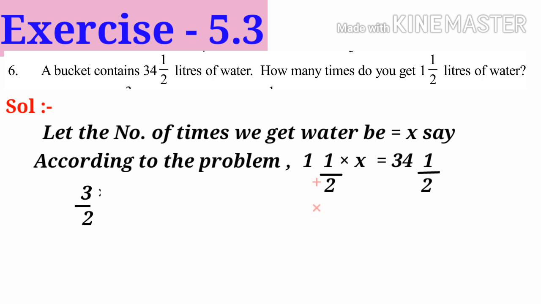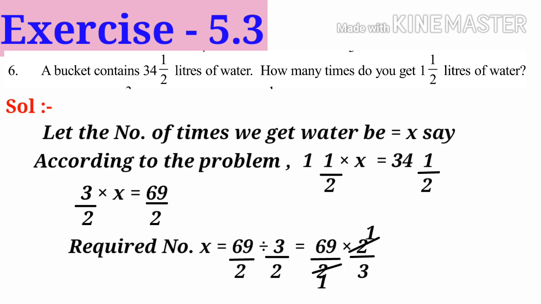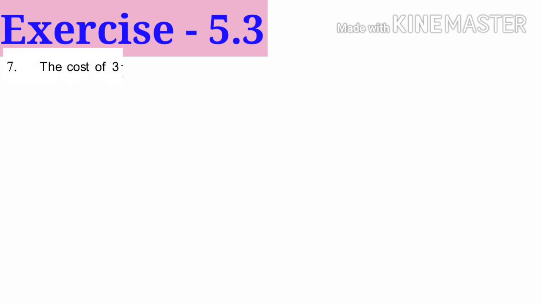Let us convert it into improper fraction, that is 2 into 1 plus 2 is 3/2 into x is equal to 2 into 34 is 68 plus 1, 69/2. So required number x is found by dividing 69/2 by 3/2, that is 69/2 into reciprocal of 3/2 is 2/3. On simplification by 2, 2 1 ja, 2 1 ja. On simplification by 3, 3 23 ja, 3 1 ja, that is 23 into 1 by 1 into 1, that is 23.